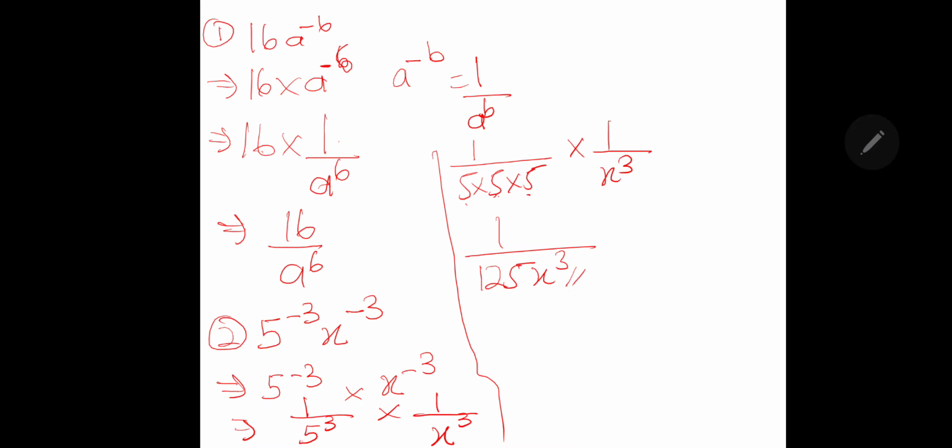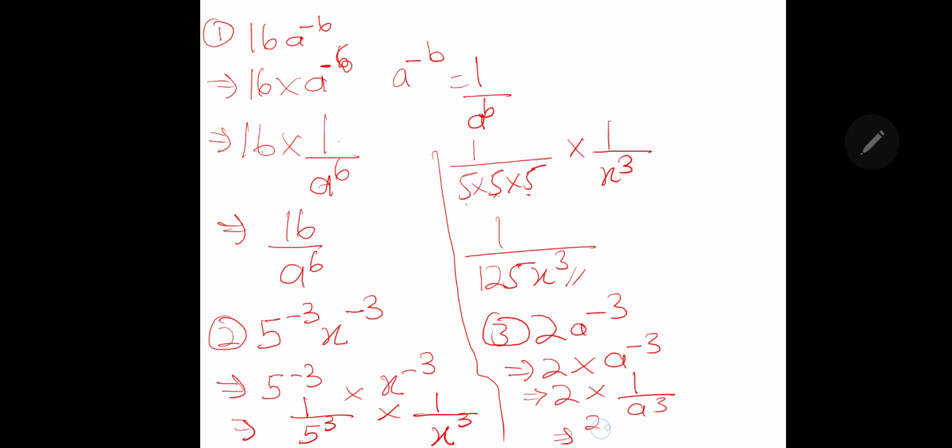Do you understand? Okay, so let me see if I'll find another. We have 2a to the power negative 3. So what do you do? 2 times a to the power negative 3. Your 2 stays, times 1, so you flip a cubed. You end up getting 2 over a cubed, and that's your answer. Okay, so let's move on to the next.